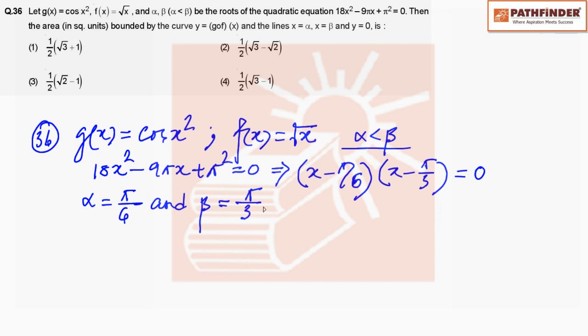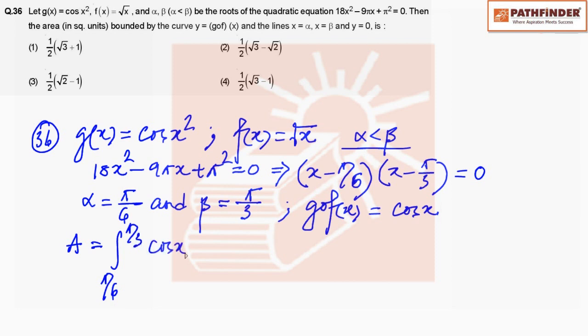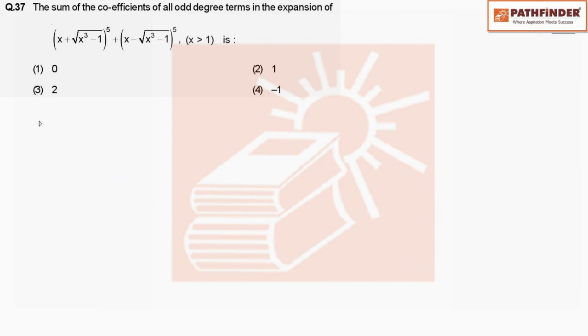Now we are finding out the area bounded by the curve g of f(x). G of f(x) means cos x. Now the area A will be what? Integral from pi by 6 to pi by 3 of cos x dx equal to root 3 minus 1 by 2. Hence answer is 4. In this case, question number is 37.